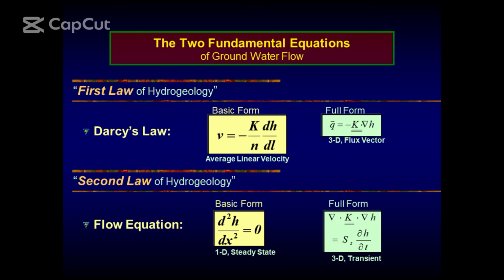In 1D, steady state, you have d squared h by dx squared equals 0, and this is the compact form of what is called the Laplace equation. Have you heard about the Laplace equation before? How do you represent it using the del operator? The Laplace equation is given as del squared h equals 0. Not the Laplace transform. Laplace transform is different from the Laplace equation.